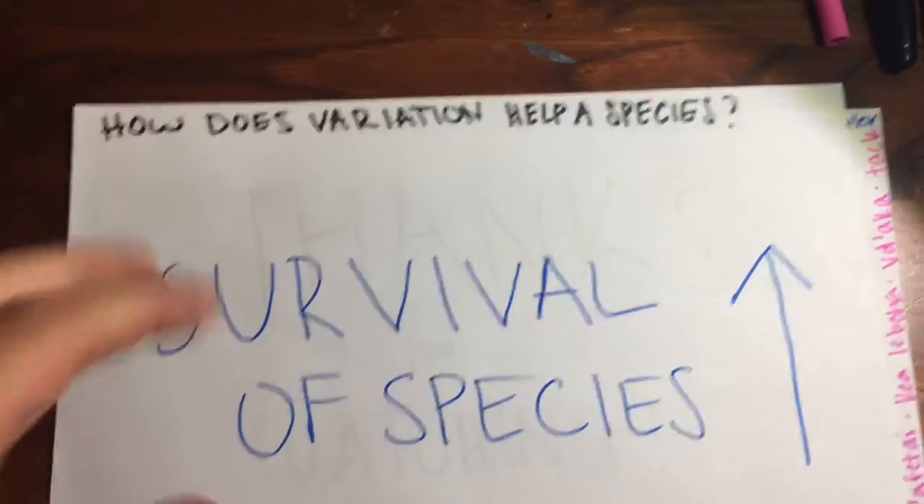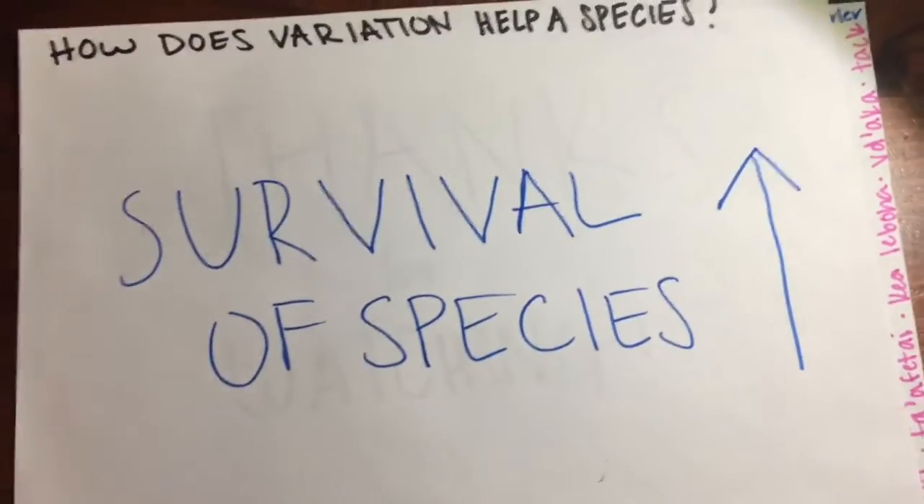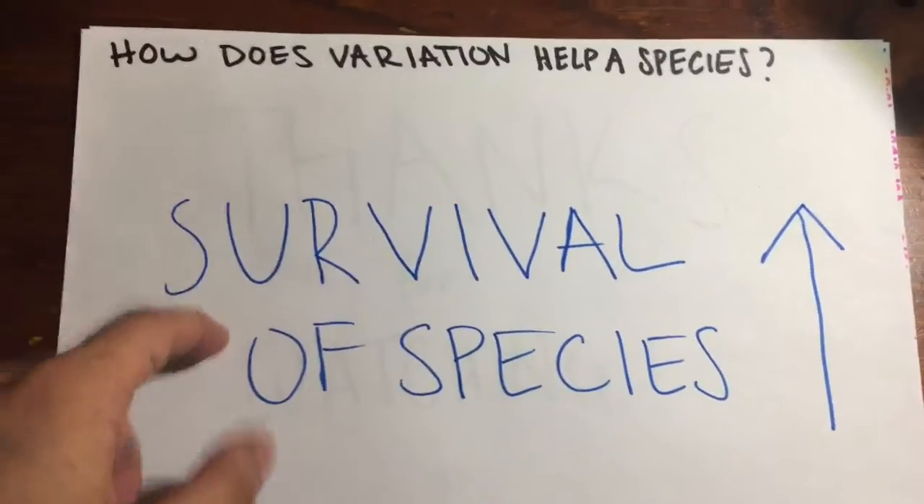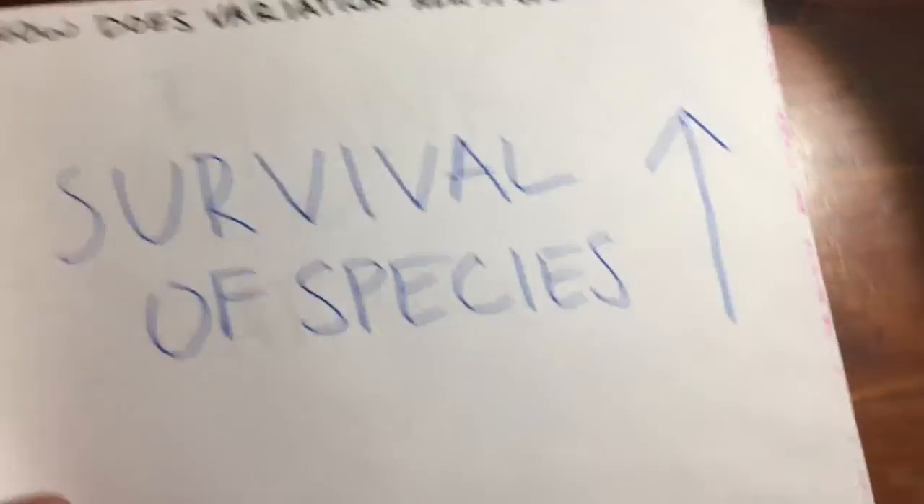If you have more than one option for a trait, it's going to be very likely for the species to be able to survive any type of environmental change, because at one point that trait can become the advantageous trait, continuing the species.